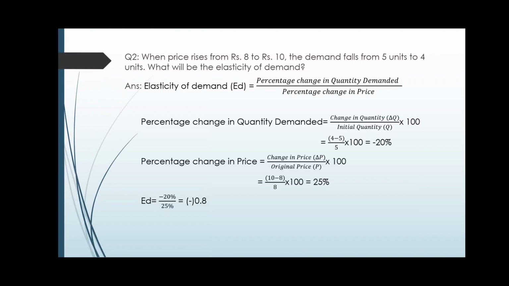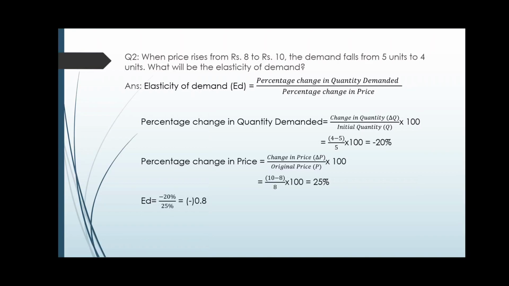The next example is when price rises from rupees 8 to rupees 10, the demand falls from 5 units to 4 units. What will be the elasticity of demand? Again, the formula is to be used, so you need to write that formula, and after that you need to calculate percentage change in quantity demanded. So your Q1 is 4 and Q is 5. So 4 minus 5 divided by 5 into 100, you will get minus 20 as your answer.